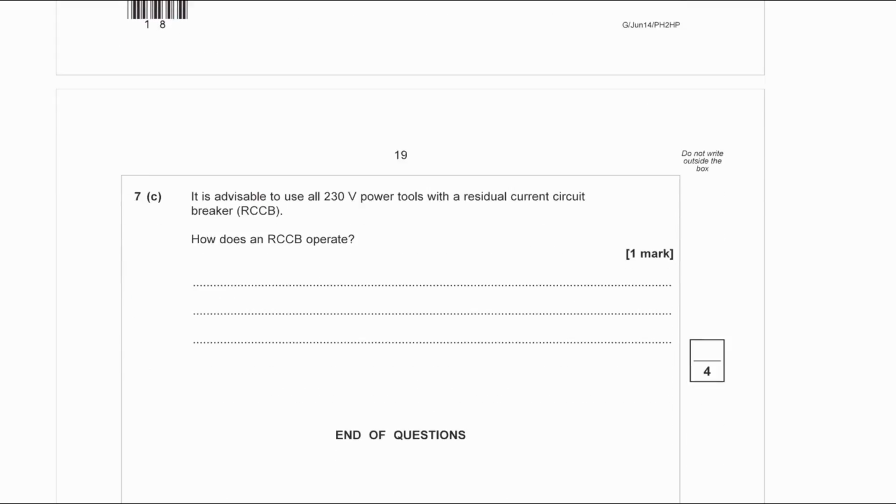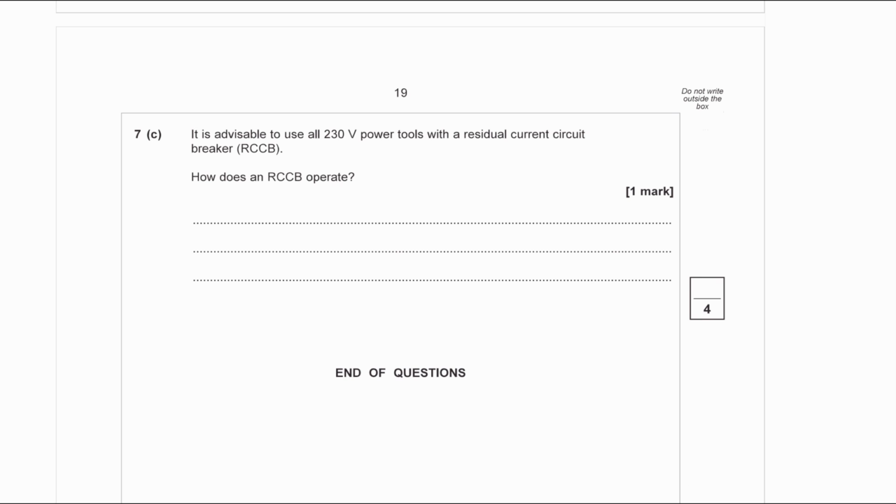Okay, let's move on. So 7c, we're told it's advisable to use all 230 volt power tools with a residual current circuit breaker. How does a RCCB operate? Now you should know that these are basically more sophisticated versions of a fuse. A fuse will blow when the current is too high, but a RCCB, a residual current circuit breaker, basically detects differences in current, right? And those differences in current are between the live wire and the neutral wire.